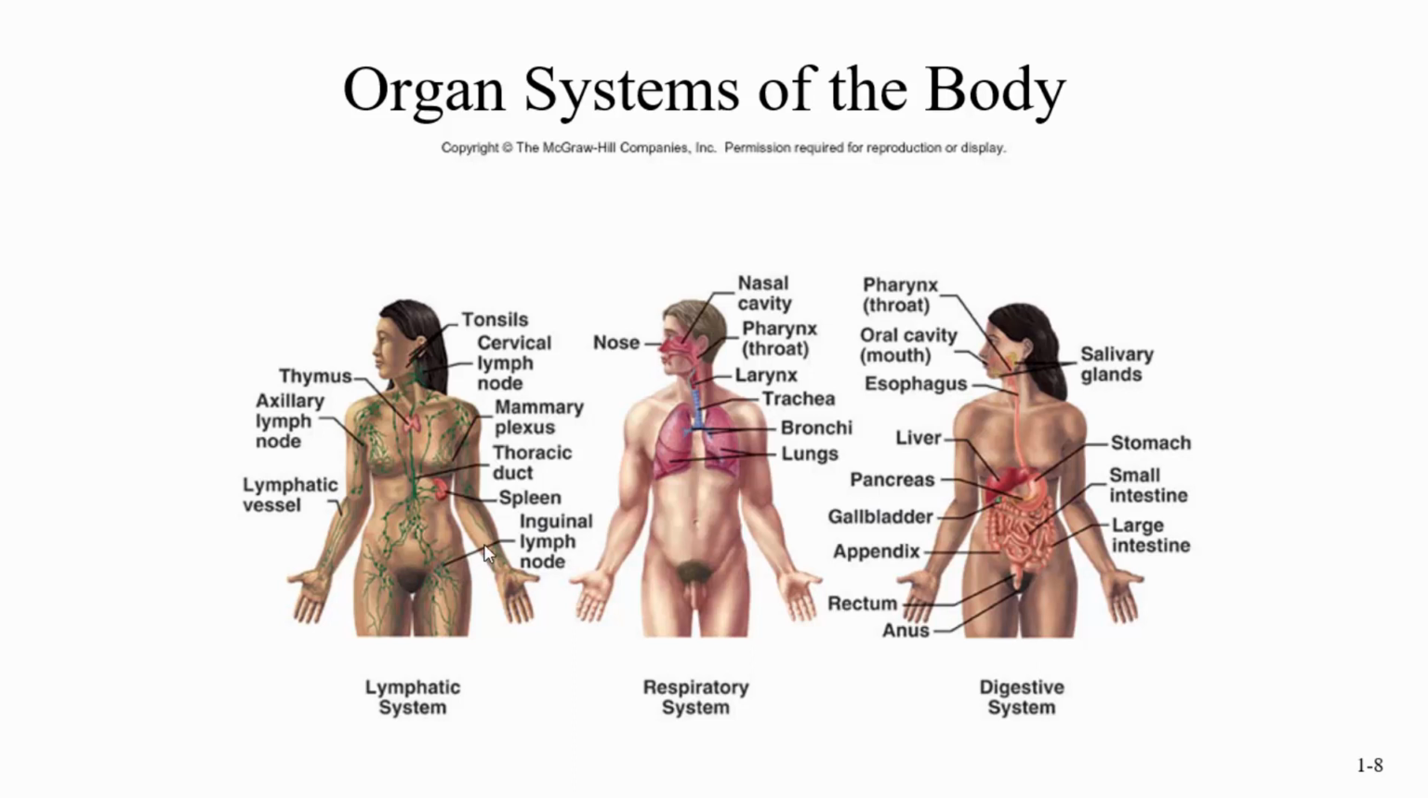And we also have accessory organs that go along with it as well, such as the spleen and thymus and such.